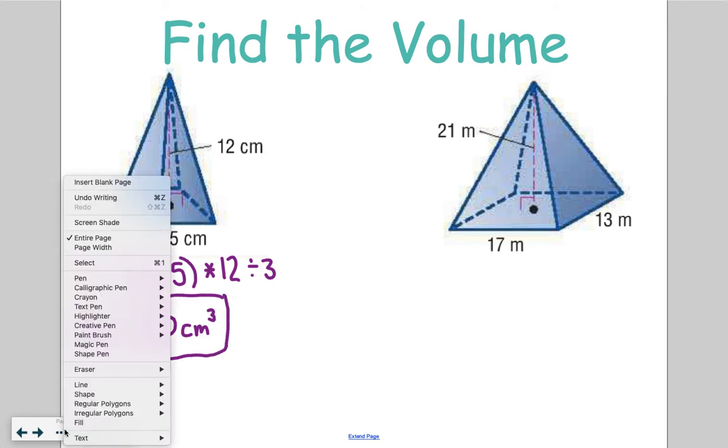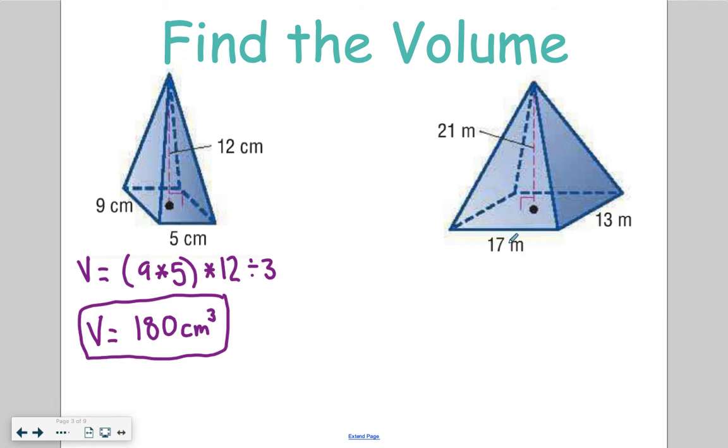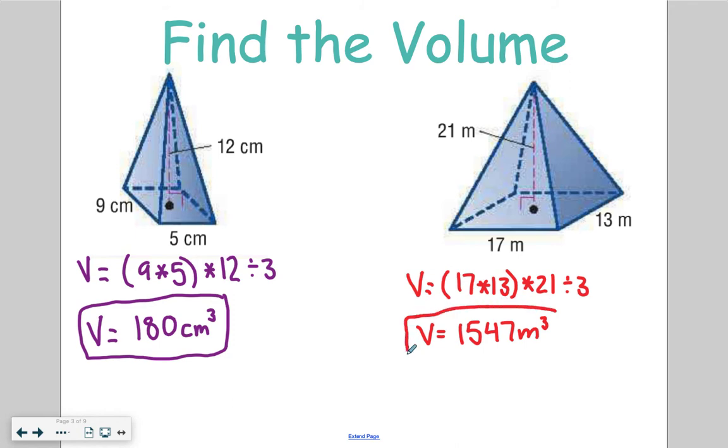Another example over here on the right, we have the base again is a rectangle, and I've got 17 and 13 for my height now. So I've got volume is equal to the area of the base, so 17 times 13, times the height of my pyramid, which is 21, and then divided by 3. So the volume of this pyramid is going to be 1,547 meters cubed. So again, you're finding the area of the bottom, in this case both of them are rectangles, and then multiplying by that pyramid height.